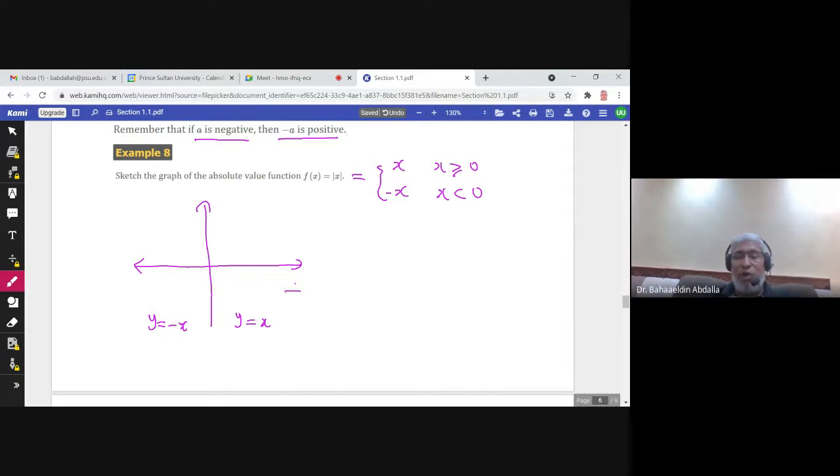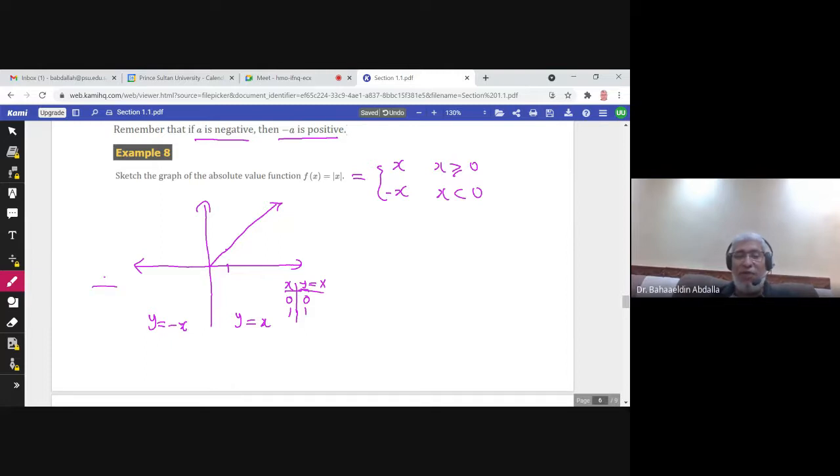If you choose points, the first value to choose for x should be 0 because it is the border. So if x is 0, y is 0. And I choose another number to the right because I need to graph it to the right of 0. So if you choose x equals 1, y would be 1. So it passes through (0, 0) and (1, 1). The equality sign is with this one. So this would be the graph of the line y equals x to the right of 0.